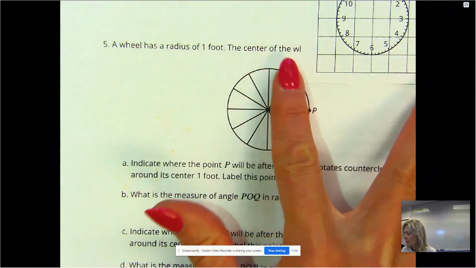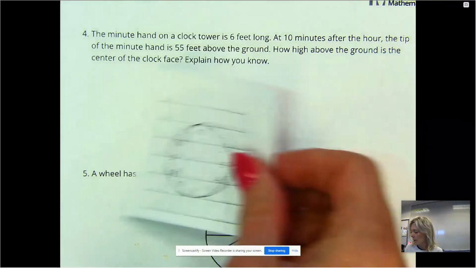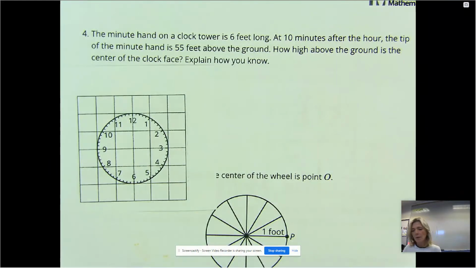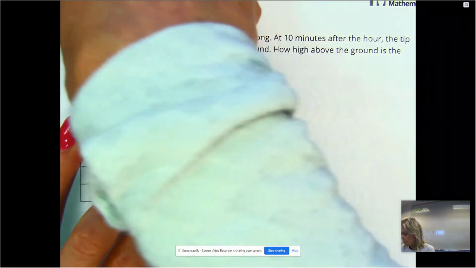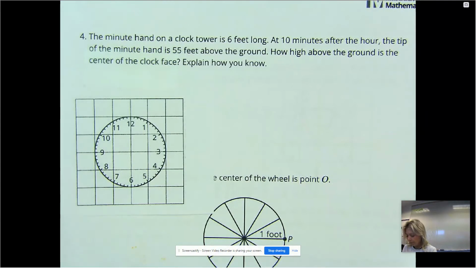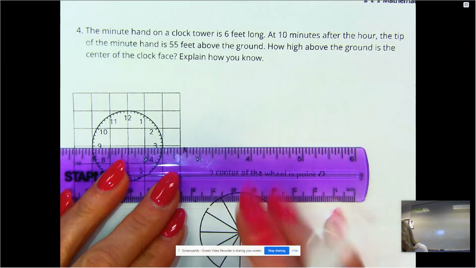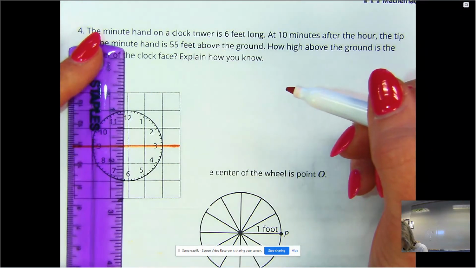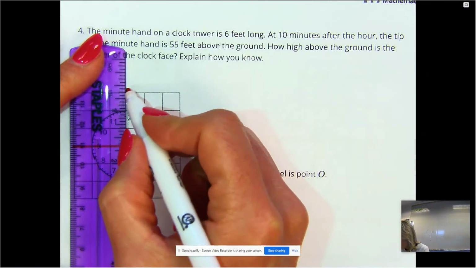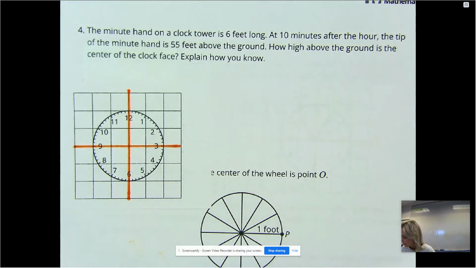Okay, so let's look at, I just grabbed this little clock diagram once again. I'm going to go ahead and cover up number 5 since you didn't have to do that one. Let's tape it right here. So whenever we have a diagram like this, it is really helpful to draw in the axis, the x-axis right here, and the y-axis right here. Okay, so here's the center of our circle, 0, 0.